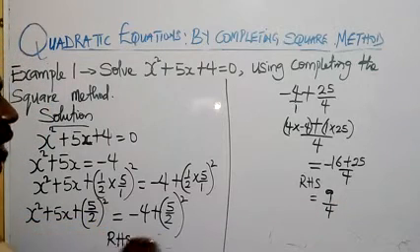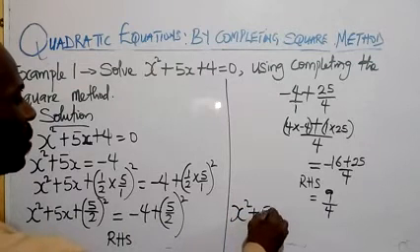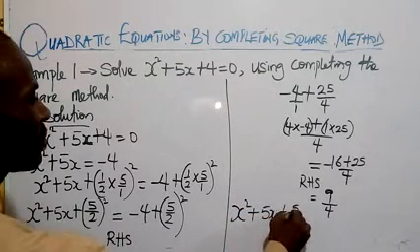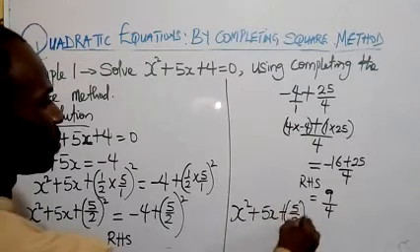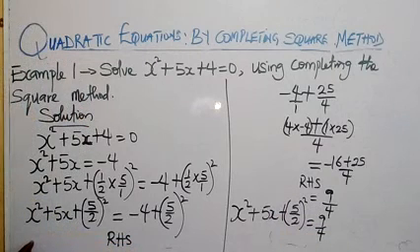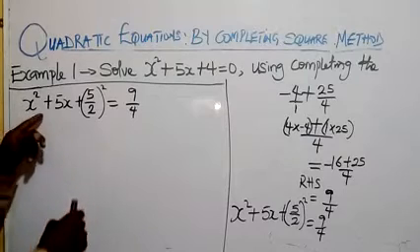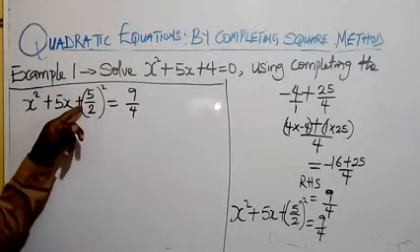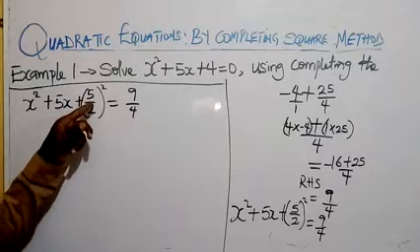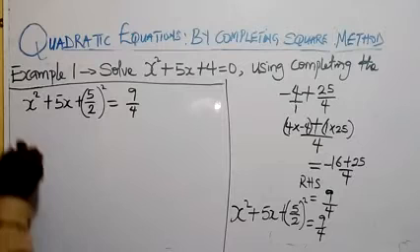Let's equate it to the left hand side, whereby we have x squared plus 5x plus open bracket 5 divided by 2 close bracket squared equals 9 divided by 4. From here, what do we do? We'll come to the left hand side.